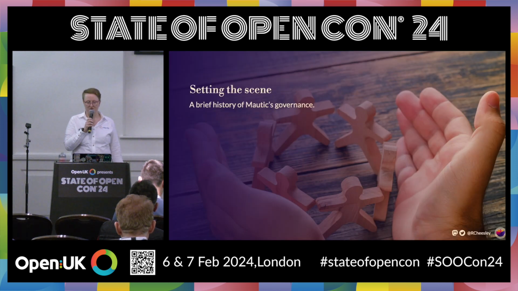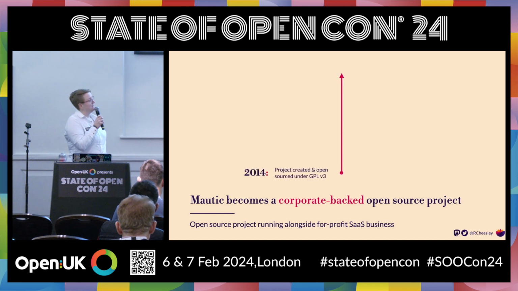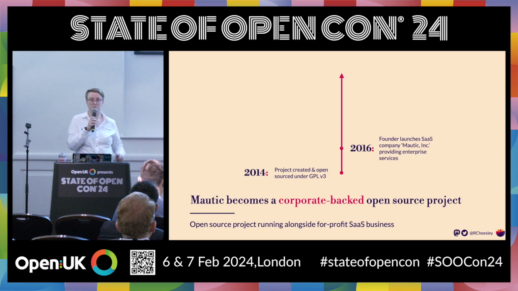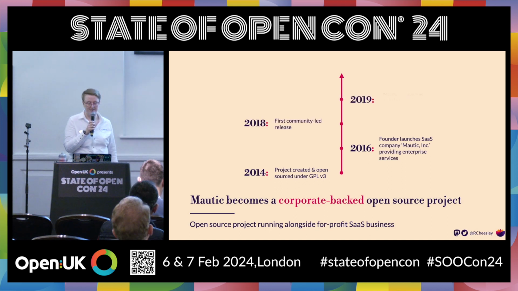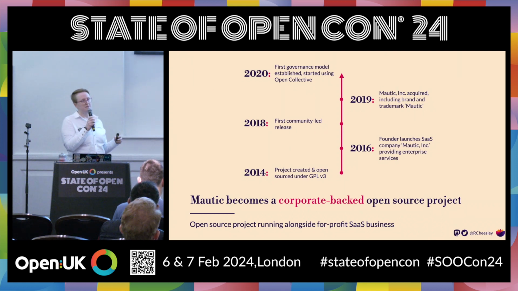So a very brief history of OpenUK's governance. We were founded in 2014, and in 2016, the founder also created a SaaS company to provide the software in an enterprise setting. In 2018, we had our first community release by someone who was not an employee of the SaaS company. In 2019, the SaaS company was acquired, and through that acquisition, the brand, the trademarks, and everything to do with the community was also acquired. So in 2020, we actually created a governance model which would clarify the relationship between the company and the community and how all of that would shake out.